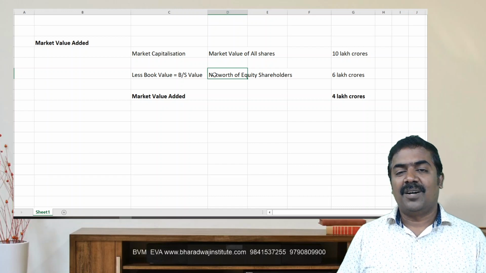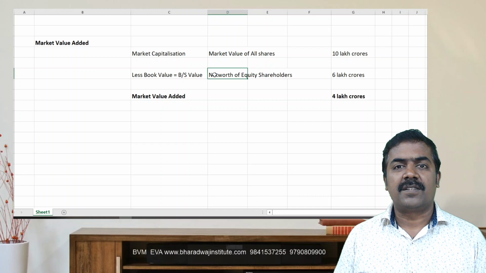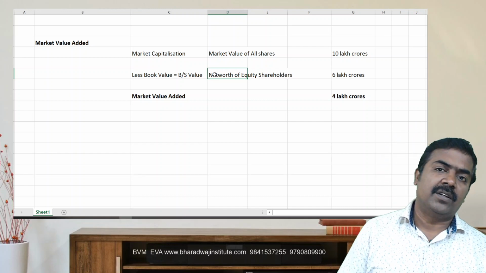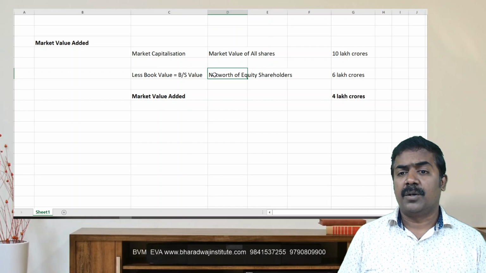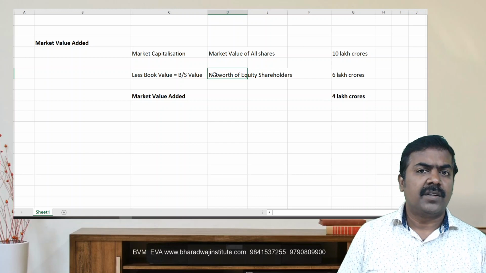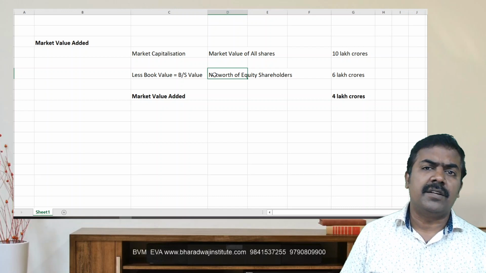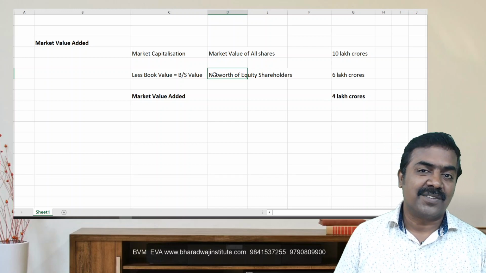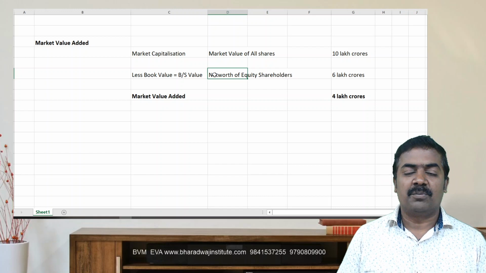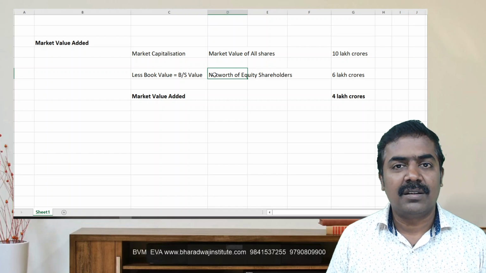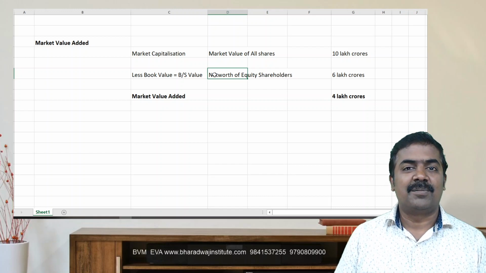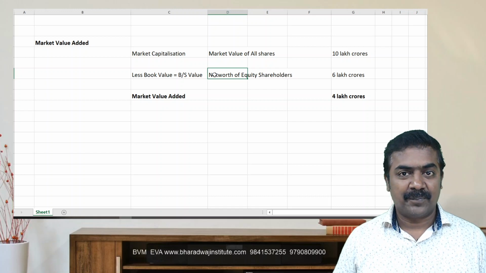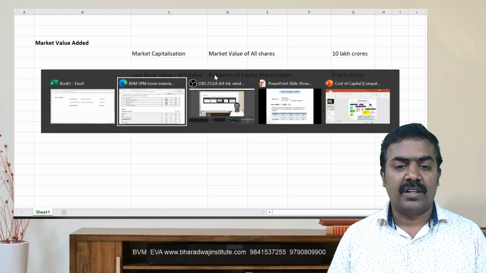Whereas I found that the other person who was valuing Reliance did so at 1.2 times the book value at the time, or 1.5 times I would say. When they purchased, the market value kept on increasing. So then I understood that valuation is based on the future. It was a good loss to learn the concept and teach you all. So this is market value added. Let us go to the next question.